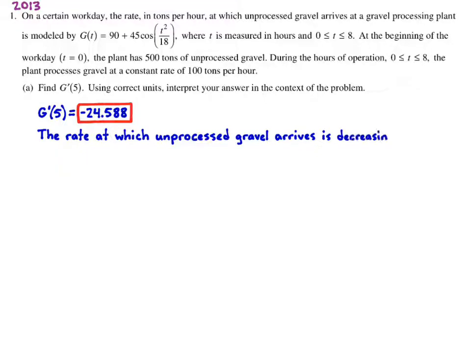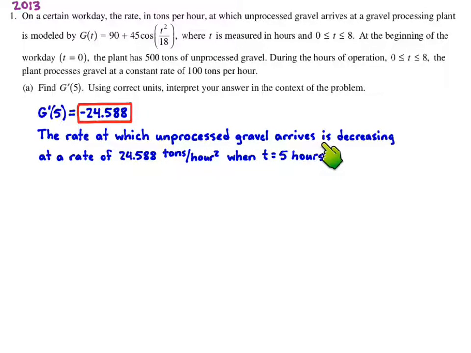G is decreasing. Why is G decreasing? G is decreasing because G prime is negative. So G is decreasing at a rate of 24.588. Now we put in our units. Our units would be tons per hour squared. And then we have to include our time, which is at t equals 5 hours. So again, you need four things in your interpretation. You need what it is, so the rate at which unprocessed gravel arrives is decreasing, and then, sorry, what it is.